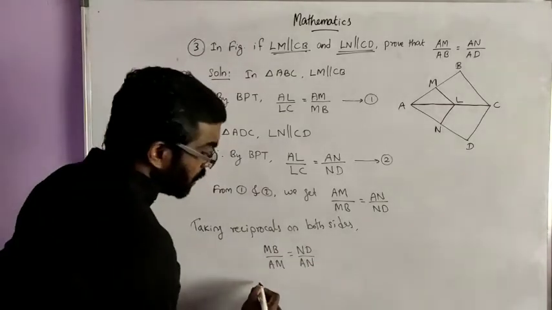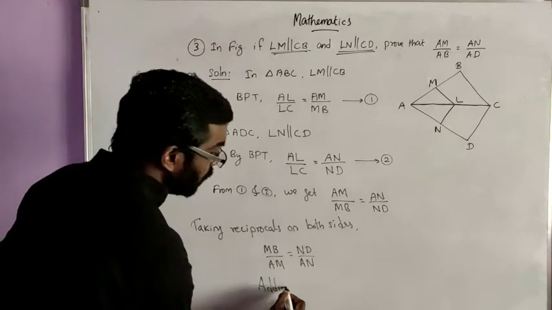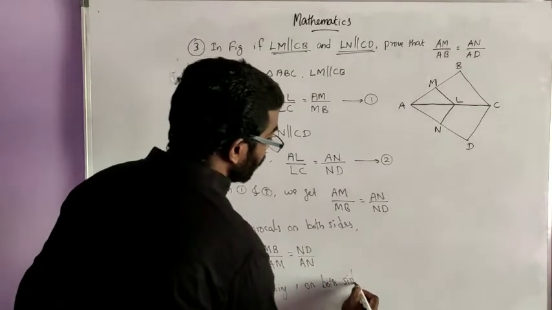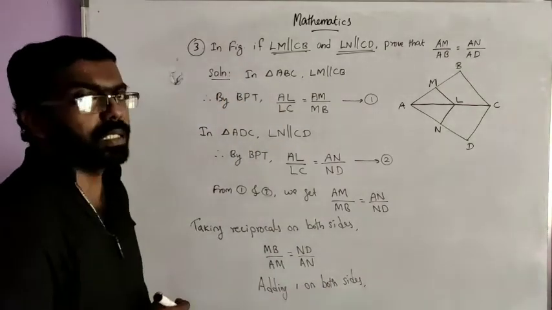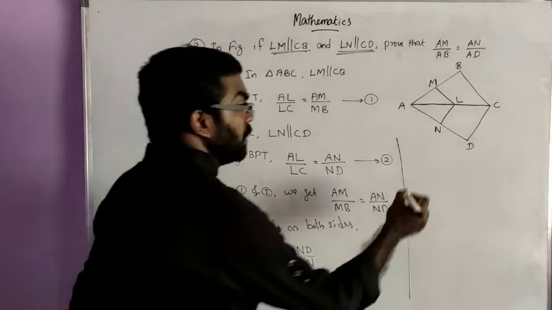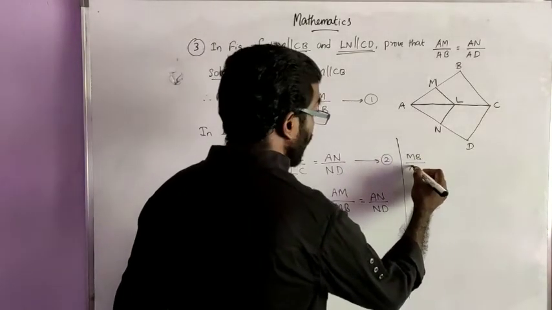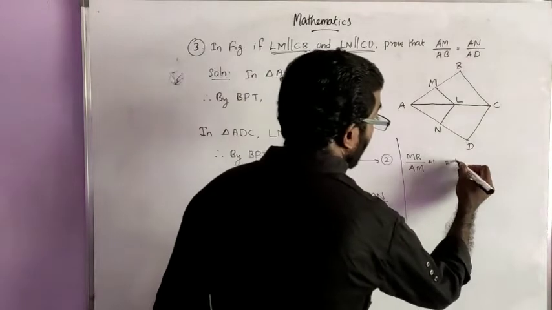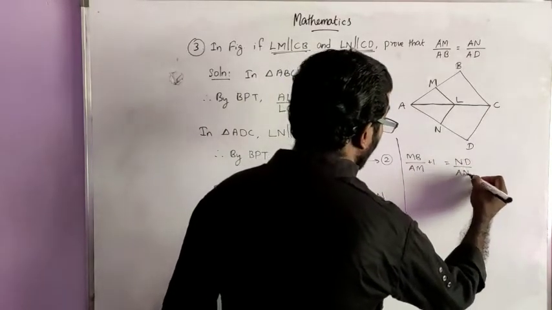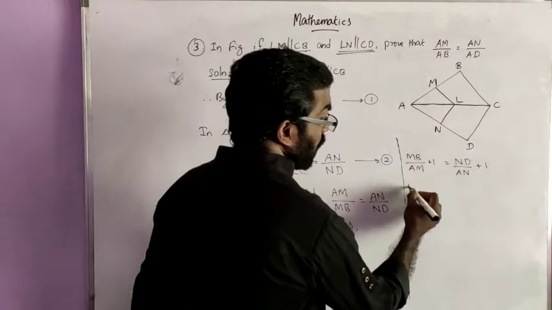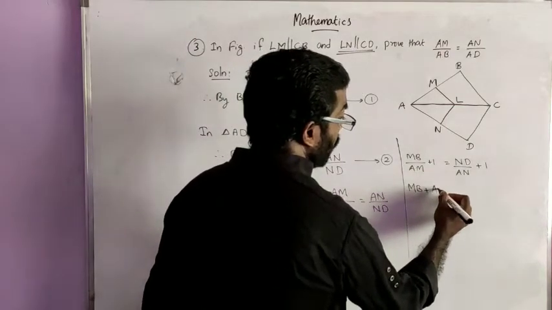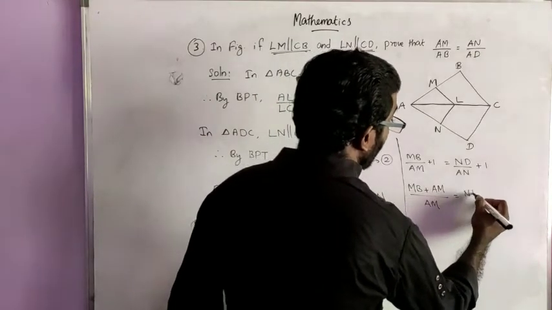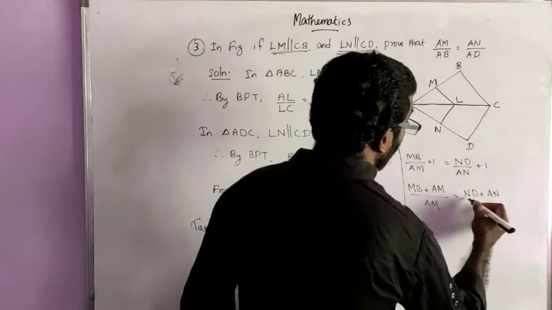Okay. Now the next one is adding 1 on both sides. In order to get the answer, we do this. So in the LHS part, MB by AM plus 1, which is equal to, on RHS, ND by AN plus 1. Now we can cross multiply: MB plus AM divided by AM, and on the right side ND plus AN by AN.